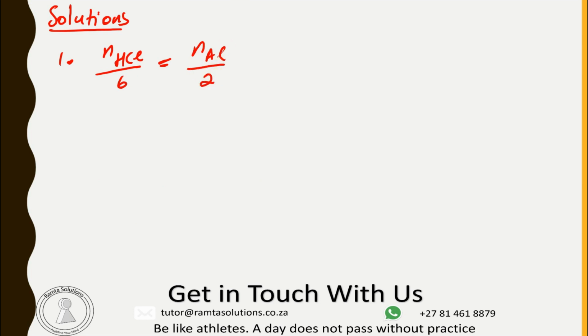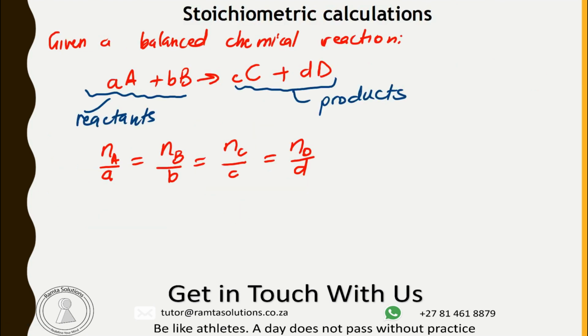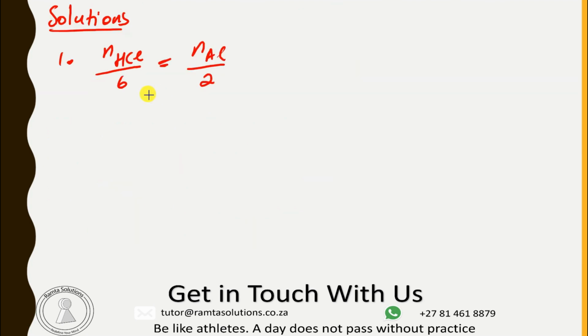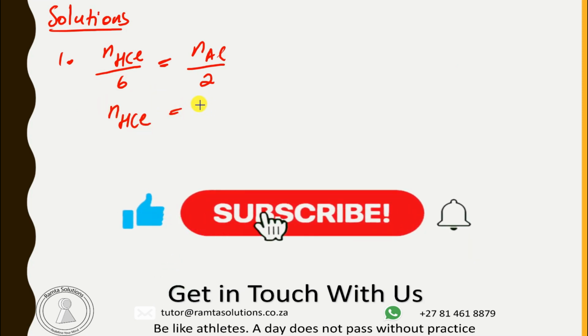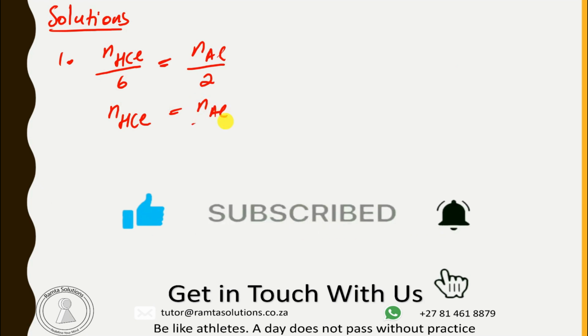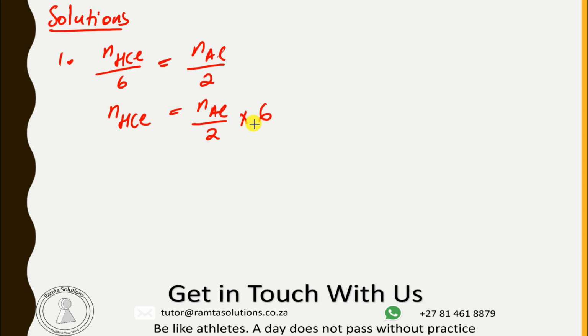Now I'm going to the opening slide. Remember, in the opening slide, I said to you, you're going to say number of moles of substance A over its coefficient is equal to number of moles of substance B over its coefficient. This is what we have done. Okay, the order is not important. So, what is the number of moles of hydrochloric acid? We do not know. So, it's easy for you to say, let me just multiply by 6 throughout. This will be number of moles of aluminium over 2 multiplied by 6, right?